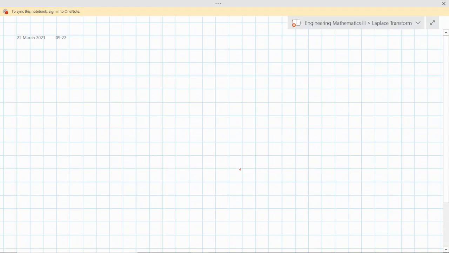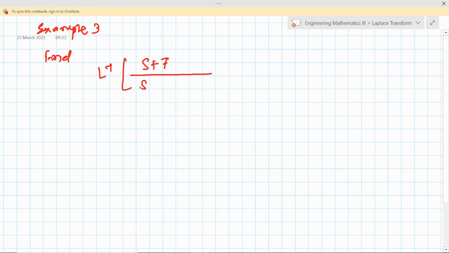Let us see some more examples. This is very simple, just use of inverse Laplace. So example 3: find the inverse Laplace of s plus 7 divided by s square plus 2s plus 2.